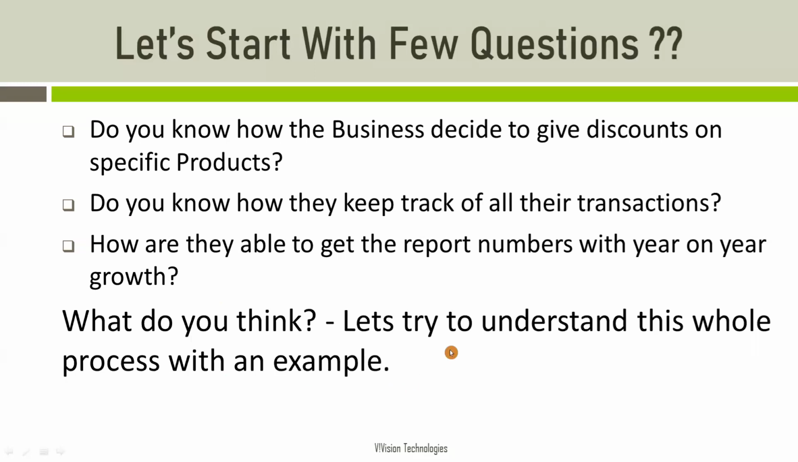I'll take one real-time example. Let's try to understand this whole process with an example, how this is going to happen. Even if we talk about D-Marts or some Reliance Marts, we do have some marts. So how are they going to give discounts for specific products, how are they maintaining the transactions?